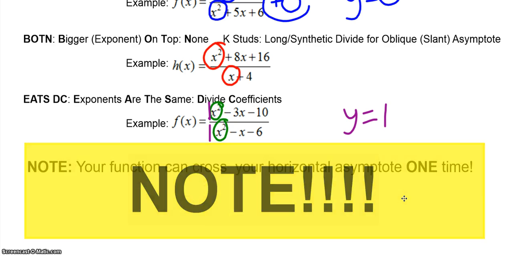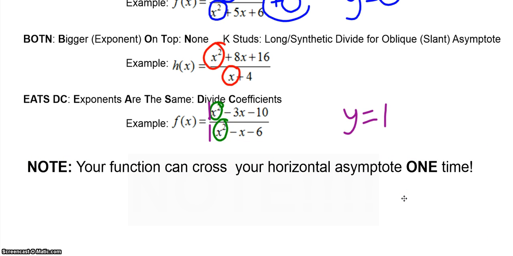Okay, last thing. Your function can cross your horizontal asymptote one time. So don't be surprised if it crosses it and you're like, what? Asymptotes shouldn't do that. Vertical asymptotes will never cross. Horizontal asymptotes can cross once.